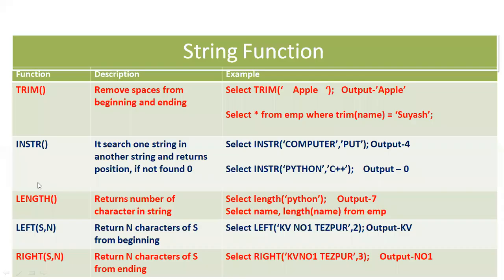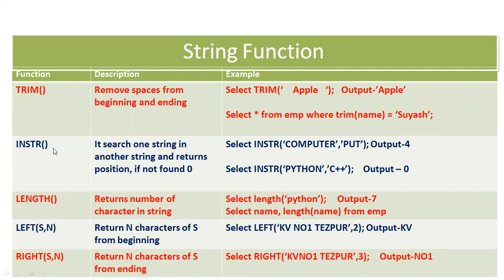Let us quickly revise the string functions. First, TRIM. TRIM will remove the space from the beginning and ending. Remember, if you have given your name with a space before and after it, that will be removed by TRIM. See the example: select trim, with a space given before apple and after apple. It will remove the spaces and display the output.